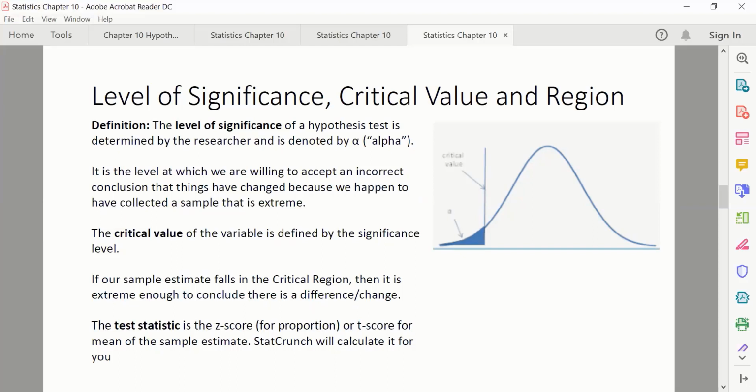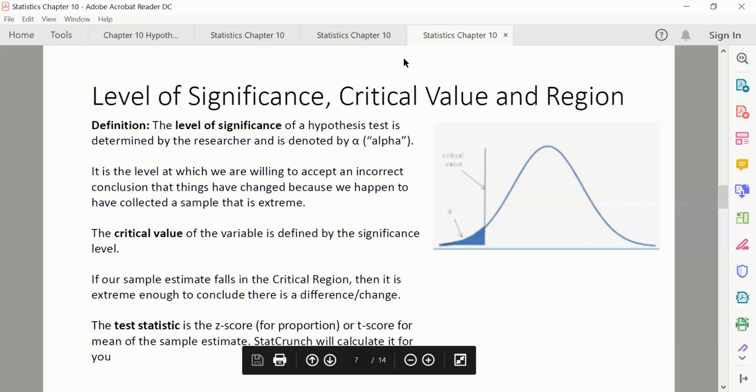The critical value of the variable is determined by that significance level. If our sample falls in the critical region, then it's extreme enough to conclude there is a difference or a change. The test statistic is the z-score or t-score for the mean or proportion of the sample estimate. StatCrunch will calculate that for you.